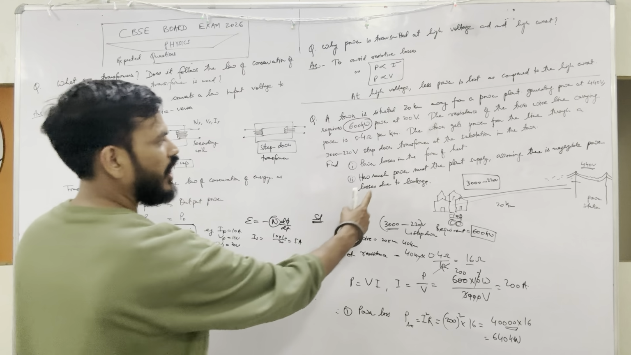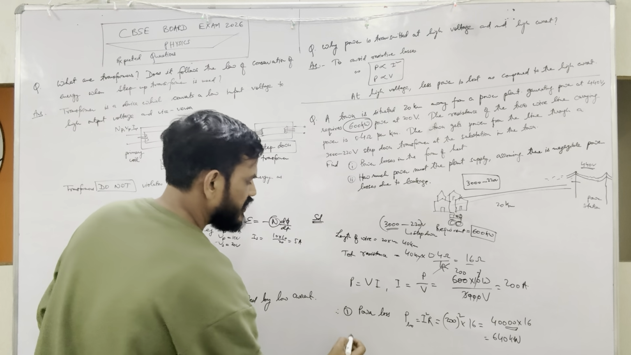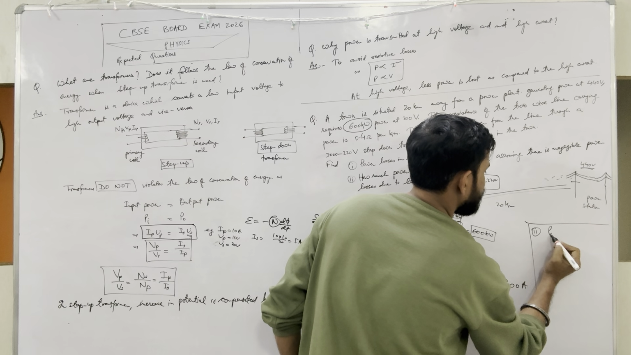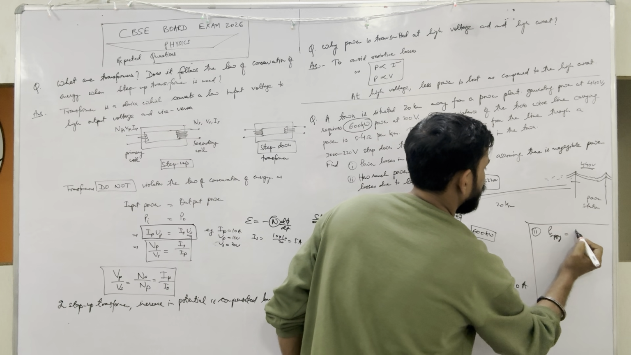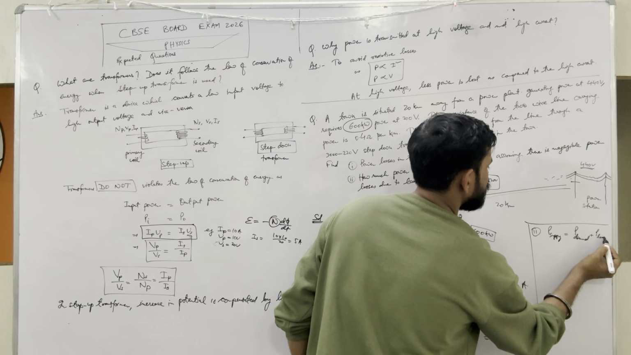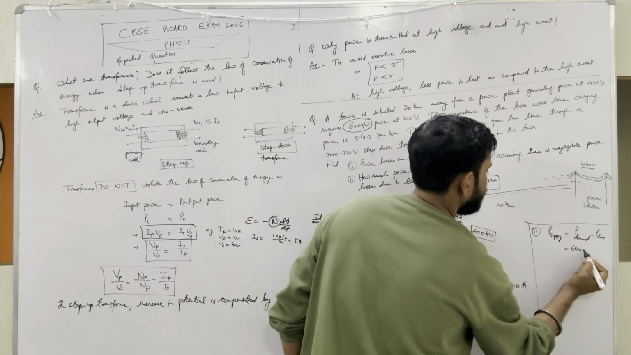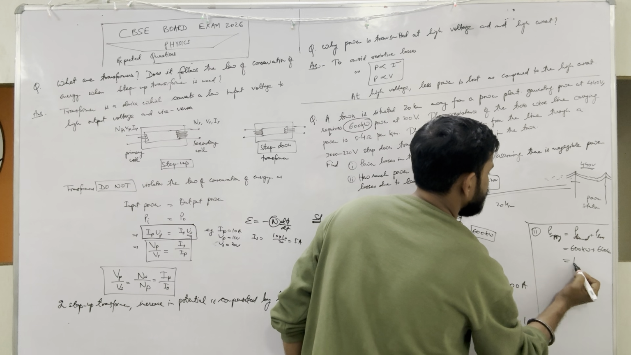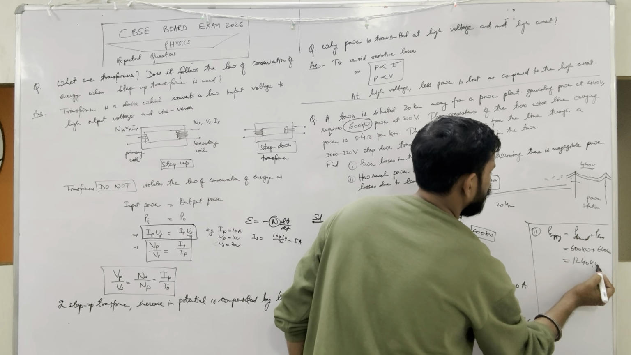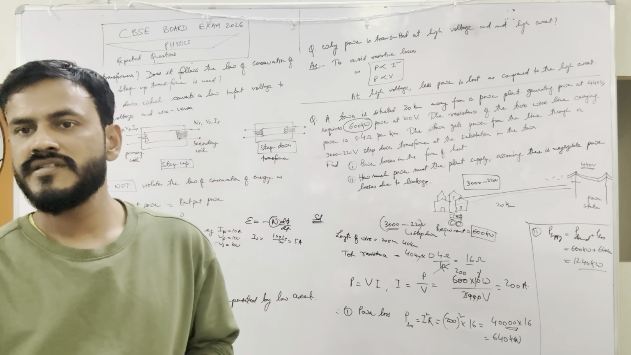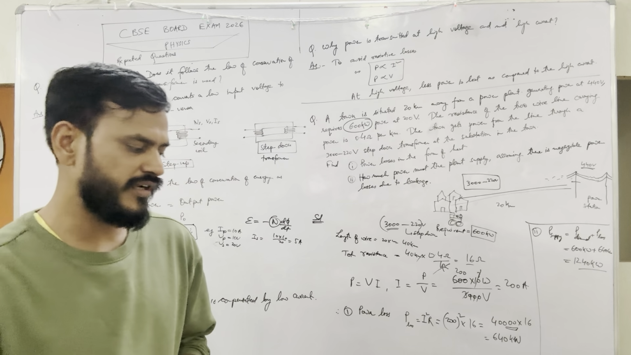All right, next part: how much power must the plant supply? The power supply will be power demand plus power loss. Demand is 600 kilowatt, loss is 640 kilowatt. So the total is 1240 kilowatts. This is the total supply that must be given by the power plant.